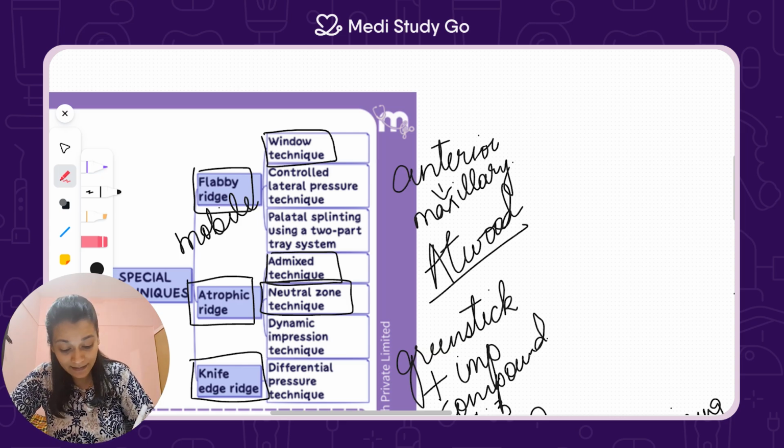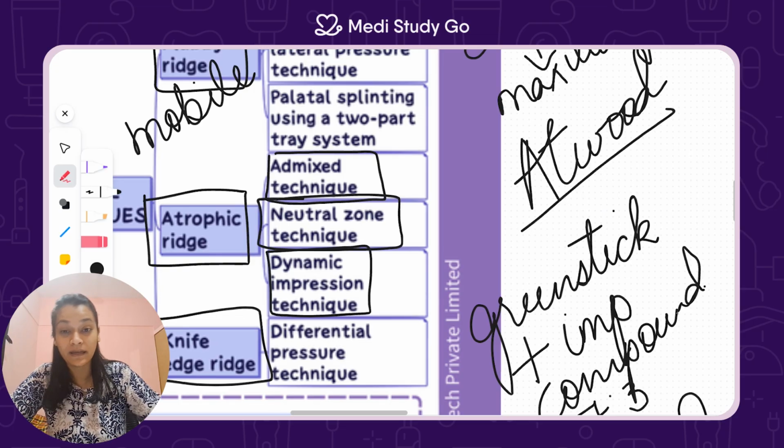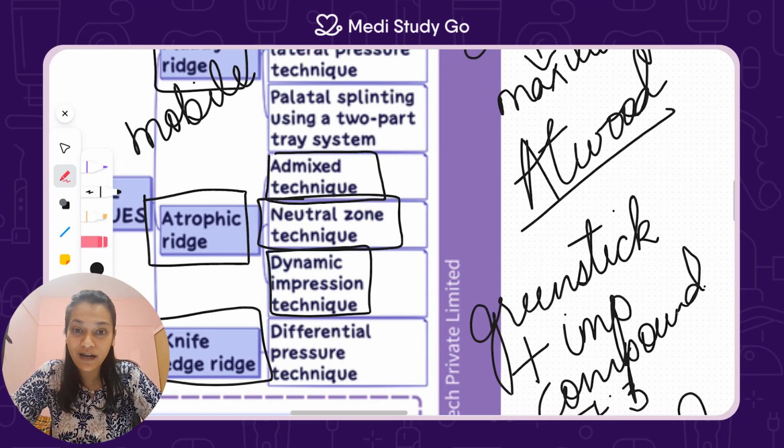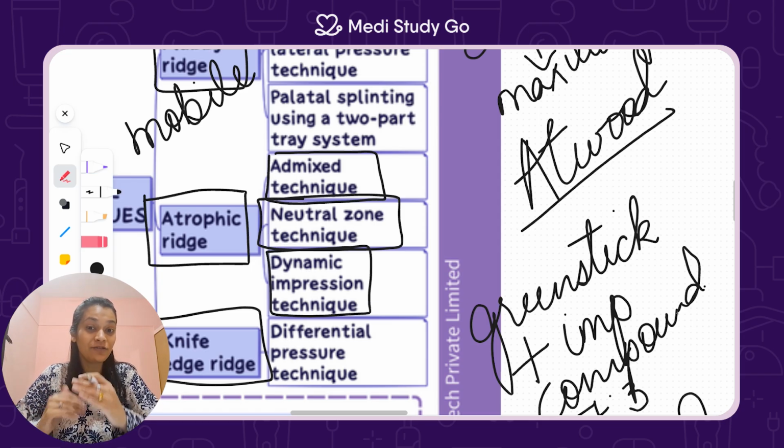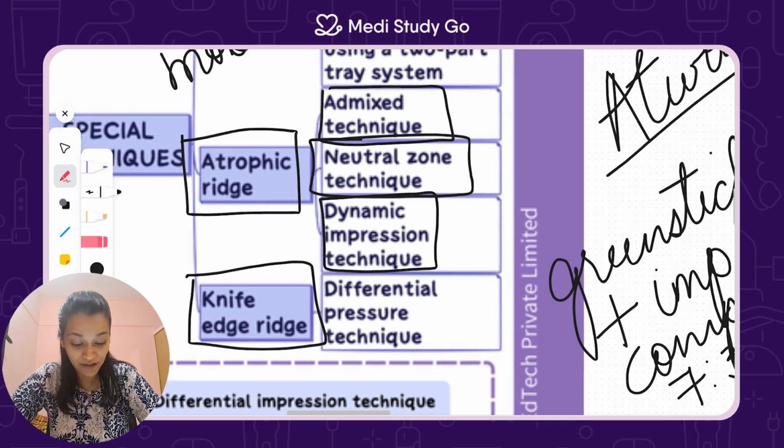Okay, and then you can end by also taking a dynamic impression. The soft liner can do the job, right? Because we know that the soft liner will mold itself according to the functional movement of the patient.